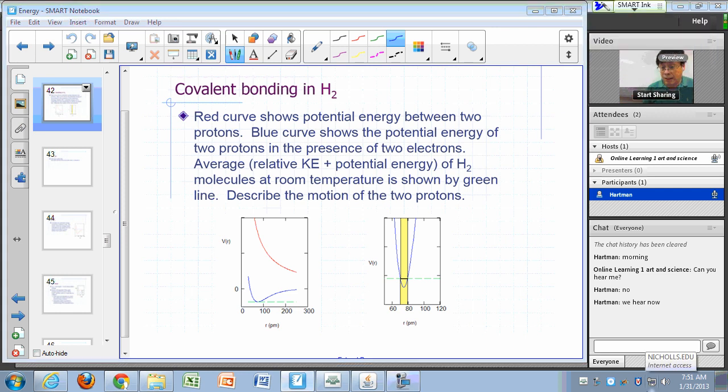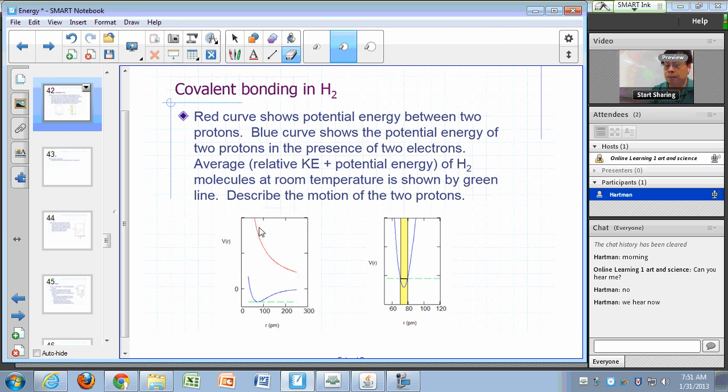All right, so last time we said that we can use Newton's laws or classical physics and ideas about potential and kinetic energy to describe the behavior of two particles that are interacting. So let's review that with this example right here. Let's say you have two protons. If we were to calculate the potential energy between them, it will be represented by this red curve right here. Okay?